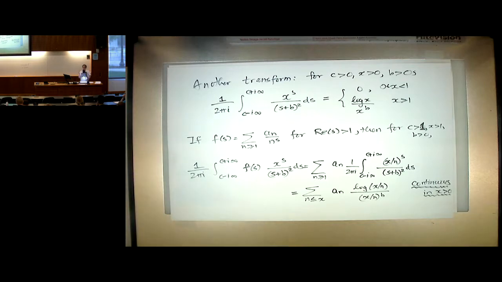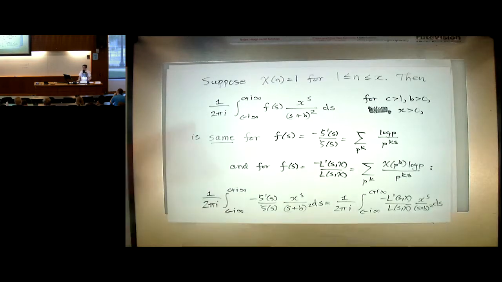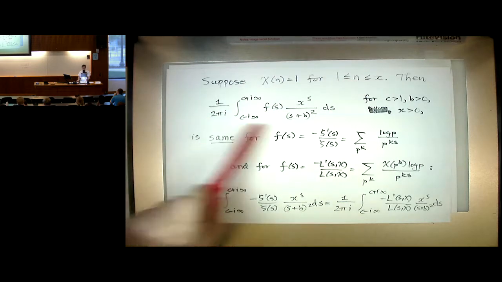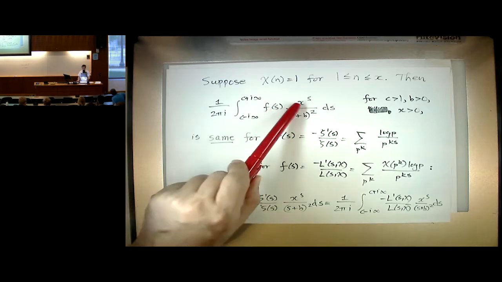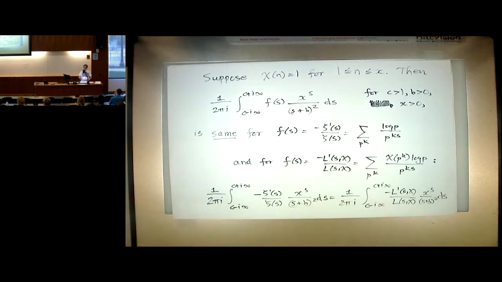However, when you're working with the Riemann zeta function or Dirichlet L functions, you don't necessarily always use the zeta function or the L function directly. What you often use is their logarithmic derivatives because, as I think I mentioned in the first lecture, if you logarithmically differentiate a function, f prime over f, the multiplicity of a zero becomes a residue. And so very often we use the logarithmic derivative of a function instead of the function itself. And so this is what we actually would apply this to. If your character is 1 for some range, I'm going to contemplate the integral of a function times x to the s over s plus b squared for the log derivative of the zeta function with a minus sign and the log derivative of the L function with a minus sign.